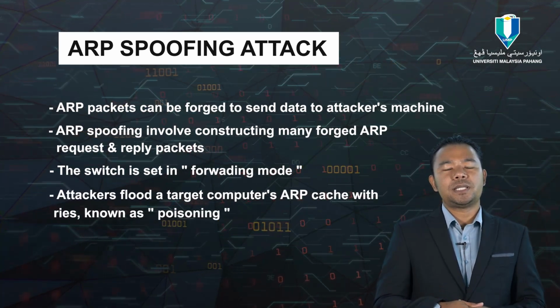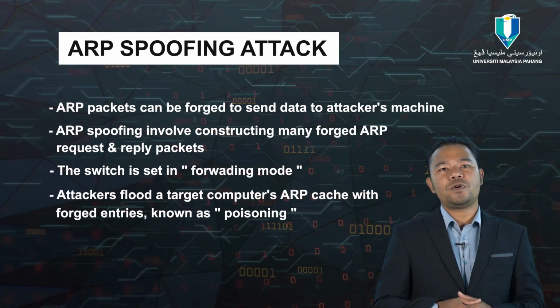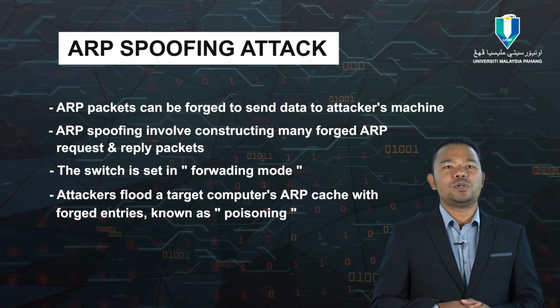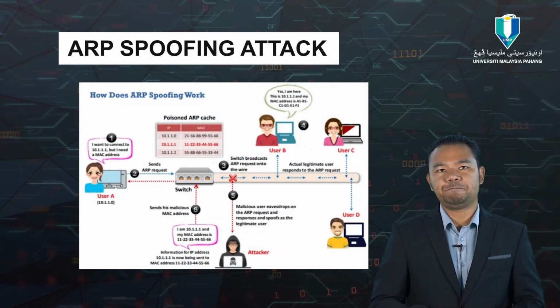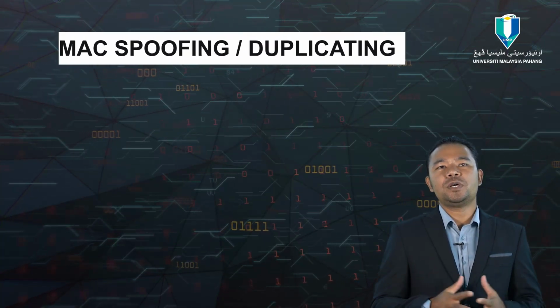Attackers flood a target computer's ARP cache with forged entries, which is also known as poisoning. This is an example of ARP spoofing at work.